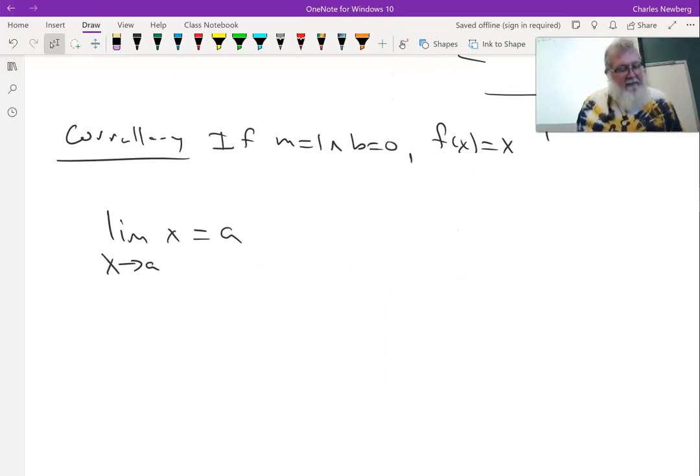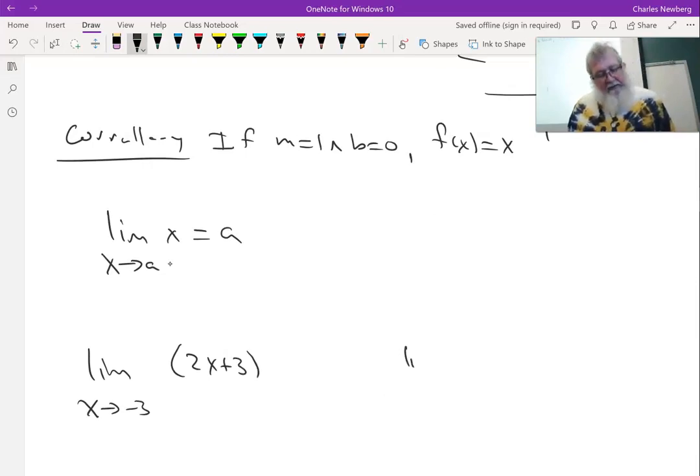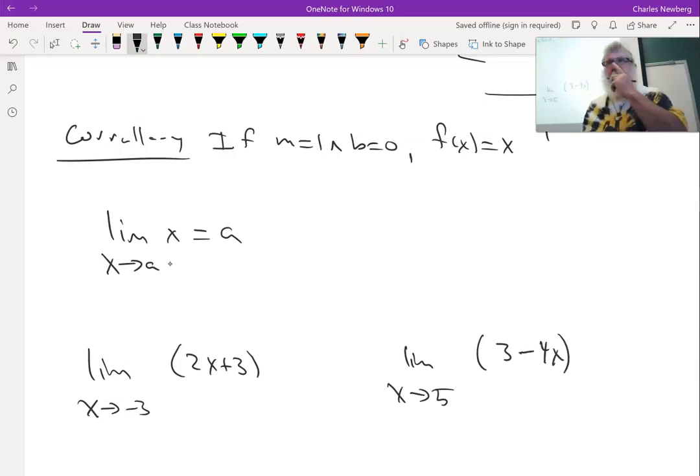All right, so let's crank out some limits. The limit as x approaches negative 3 of 2x plus 3, and the limit as x approaches 5 of, I'm stuck on 2x's today, let's go with 3 minus 4x. Go ahead and do those limits for me, please.